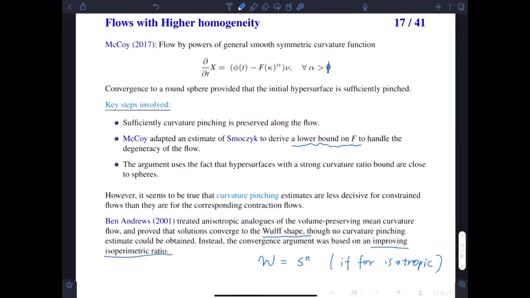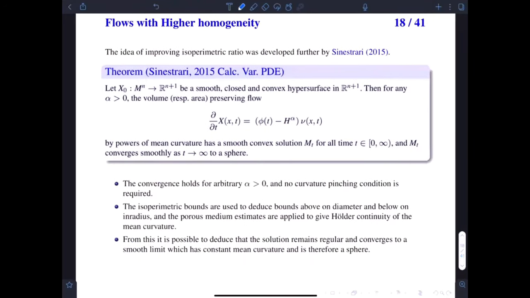And this argument was developed further by Sinestrari in 2015. He obtained the following theorem for the volume preserving flow by powers of mean curvature. The assumption is that the initial hypersurface is both closed and convex. Then for any power alpha which is positive, the volume or area preserving flow by powers of mean curvature has a smooth convex solution for all time t, and the evolving surface converges to a round sphere smoothly. We note that this convergence result holds for arbitrary positive alpha, and no curvature pinching assumption is required.